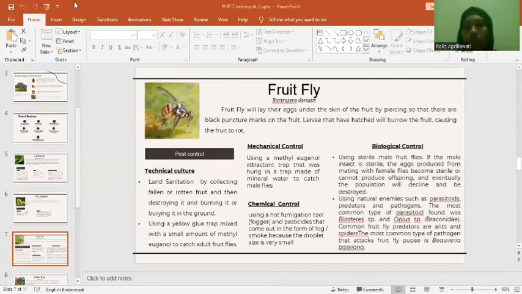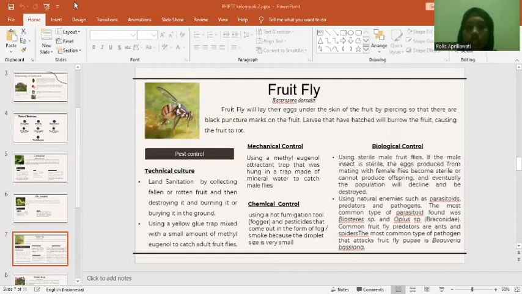And then biological control. Using sterile male fruit flies. If the male insect is sterile, the eggs produced from mating with female flies become sterile or cannot produce offspring, and eventually the population will decline and be destroyed.